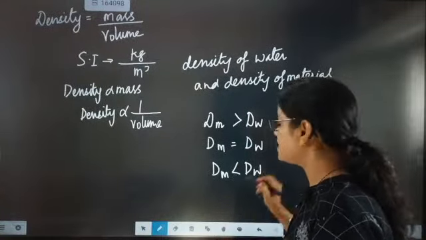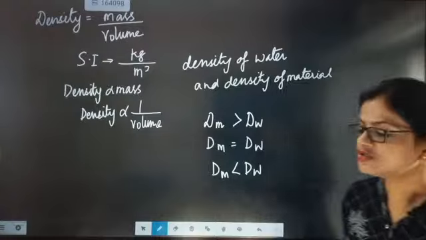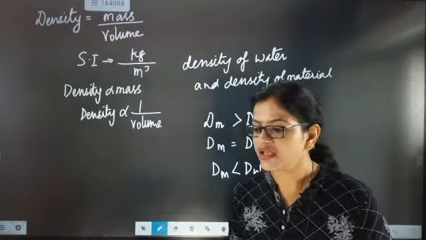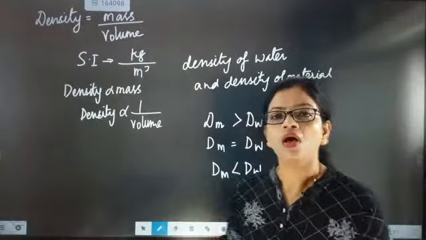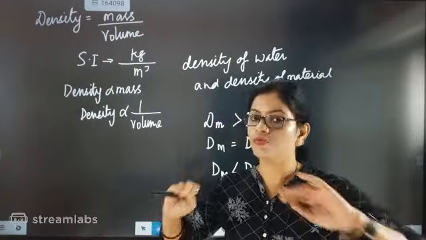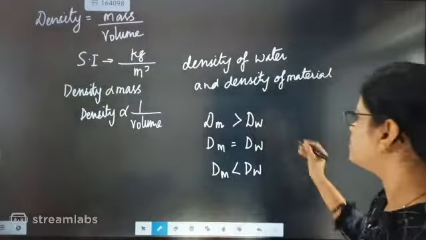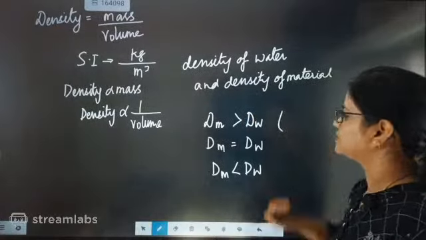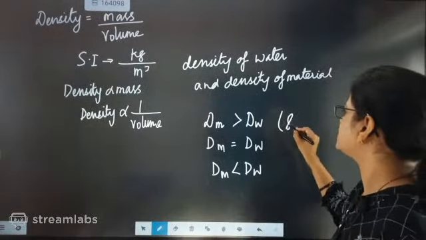When density of material is less than density of water. So there can be 3 cases. One case is when density of material will be more than density of water. So when the density of material will be more than density of water, the material will sink. Okay, it will sink.